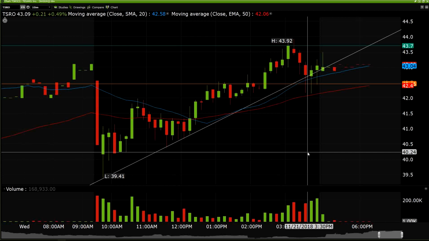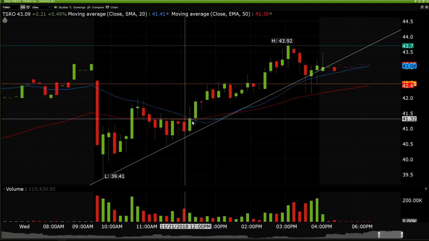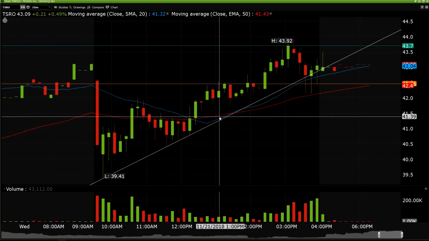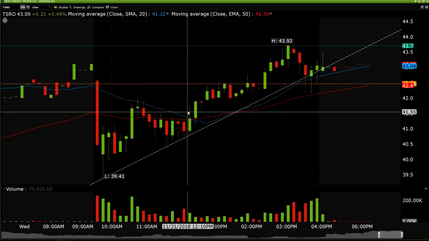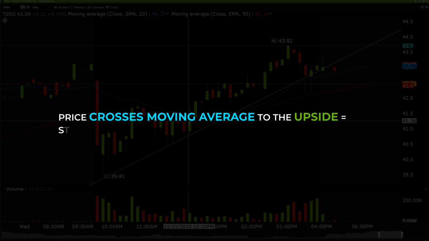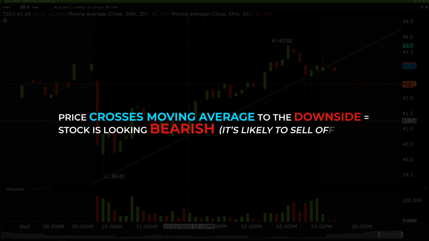One of the things that a lot of traders use these for is they look for prices crossing those moving averages either to the upside or the downside. When the price crosses these moving averages to the upside, we know that they become support on the downside. So these are now support levels that we can be buying off of. It can give you an indication of where the price is going. If the price crosses a moving average to the upside, we can say, okay, the stock is looking more bullish, so it looks like it's going to go up higher. If the price crosses a moving average to the downside, we can say, okay, it's looking a little bit more bearish, or the stock's going to sell off a little bit more.